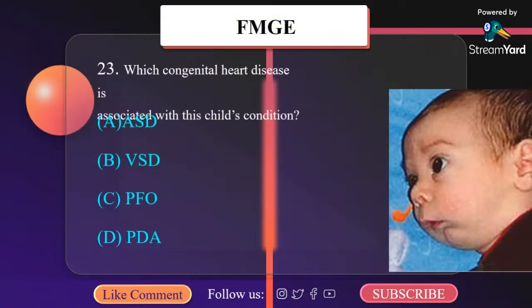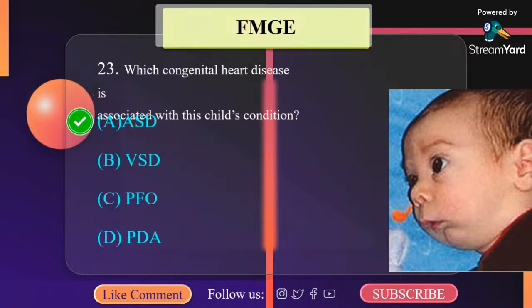Which congenital heart disease is associated with the child's condition? A. ASD. B. VSD. C. Patent foramen ovale. D. Patent ductus arteriosus. It is ASD.